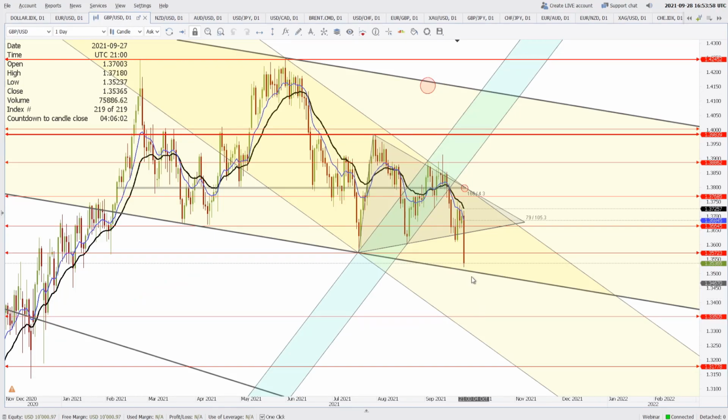But I'm thinking that there is a possibility that this level holds here and the price goes back to 1.3572 at least, or maybe also to the 1.3664 region before it starts going down.